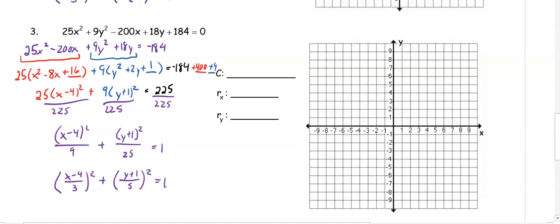So in this case, our center is going to be (4, -1). Our x radius is 3, and our y radius is 5. So we're going to go to (4, -1). Place our dot. Our x radius is 3. So we're going to go 3 left and right. And then we're going to go 5 up and down. And then we're going to draw in our ellipse.